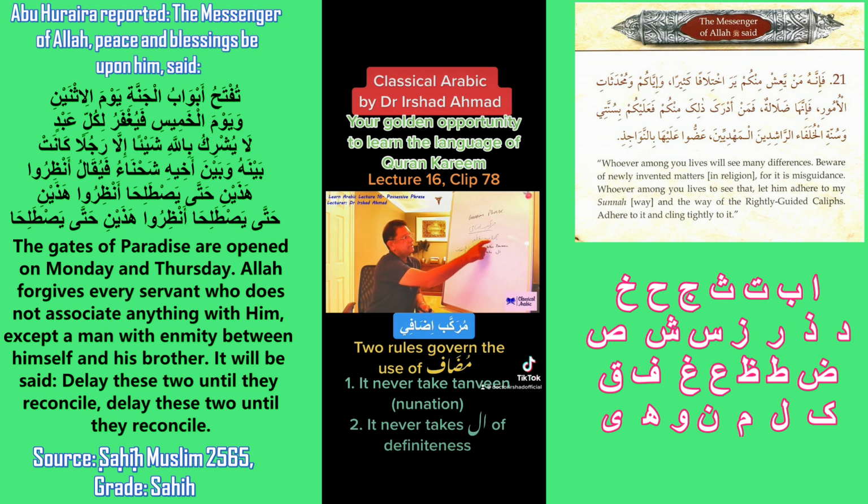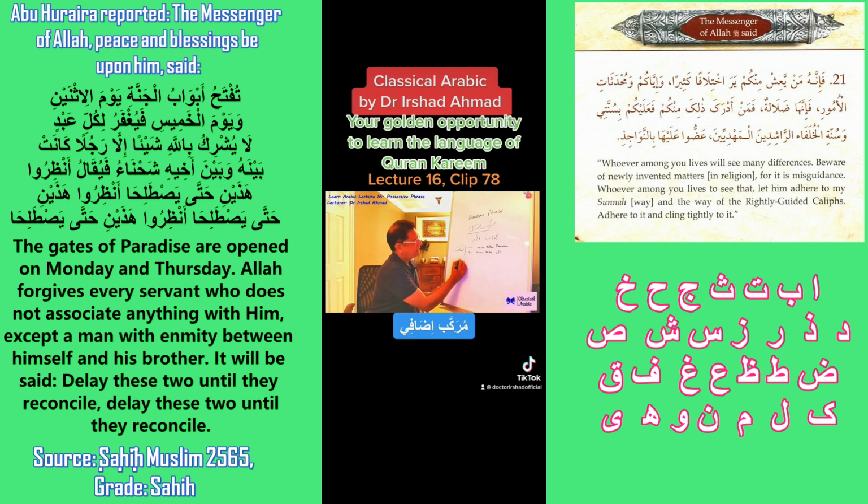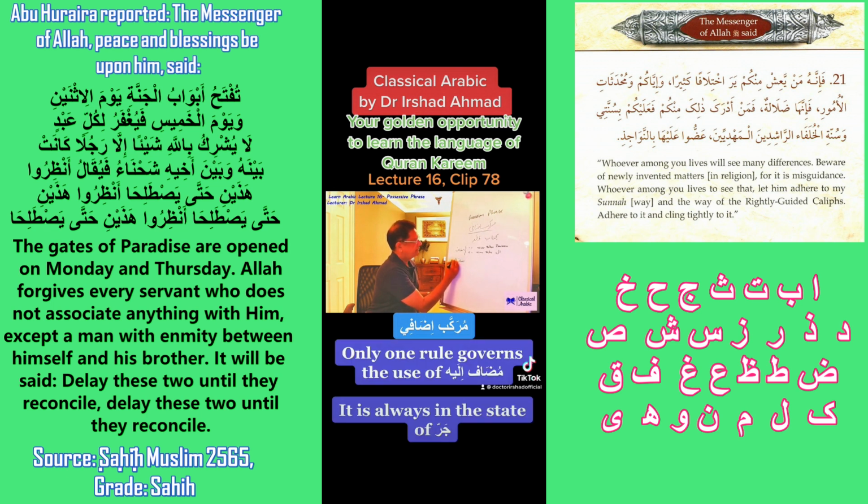So this kitab could be kitabu, kitaba, or kitabi, but in this construction, it cannot be kitabun, kitaban, kitabin, or al-kitabu, al-kitaba, al-kitabi. That's what this means. And there's only one rule which governs mudaf ilayh: mudaf ilayh is always in the state of jar.